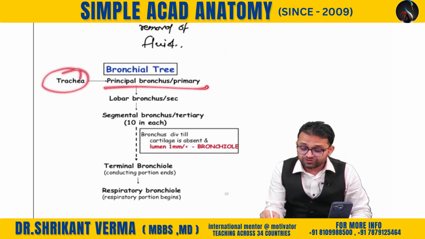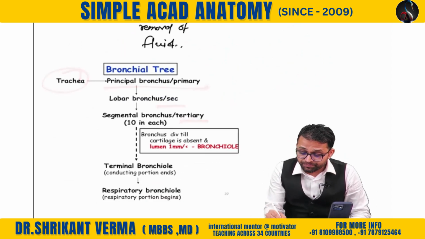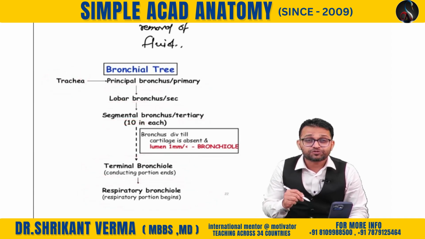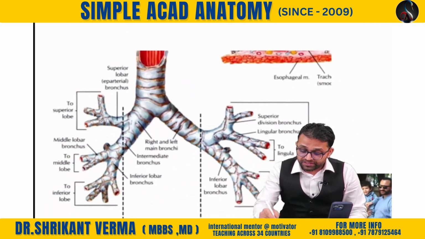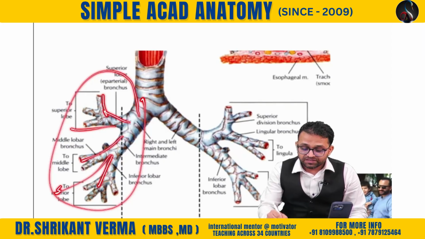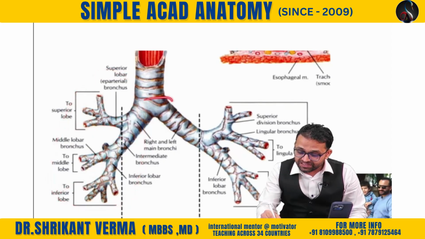It is dividing into primary, secondary, tertiary, which are known as the primary bronchus, lobar bronchus, segmental bronchus, then terminal bronchus, and the respiratory bronchiole. So these are the ways. In this way, on the right side there are 3 lobes, so 3 secondary bronchus, then further tertiary bronchus, and this is the site of the carina.